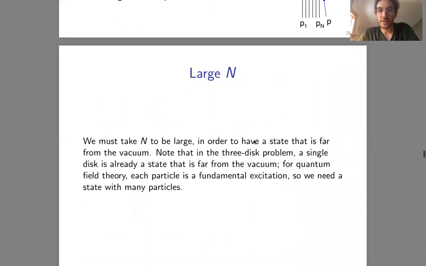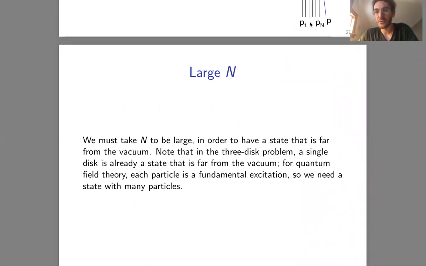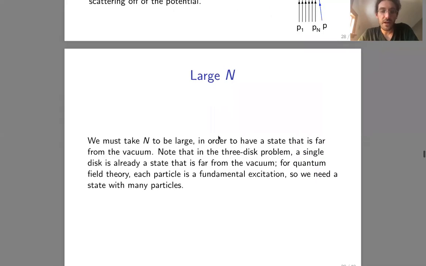The reason for large n. You might ask, why did I say we need to take n particles where n is large? Why isn't a 4-to-4 S matrix or 3-to-3 good enough? The reason for large n is that we have to be far away from the vacuum. To see chaos, we can't be close to the vacuum. In the case of the three disk scattering problem, it's only three disks, but that's already very far from the vacuum, because a disk is very far from the vacuum. Whereas in quantum field theory, each particle is a fundamental excitation, and so we need to stay with many particles to be far from the vacuum. So that's the reason that large n is necessary. Large n means the number of the n to n S matrix.